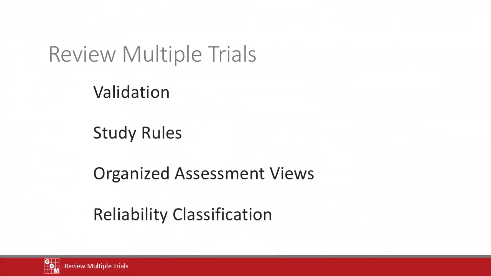By combining validation, study rules, organized assessment views, and reliability classification, you can review multiple trials in a faster and more consistent manner. Efficient reviews lead to more reliable data and stronger research outcomes.